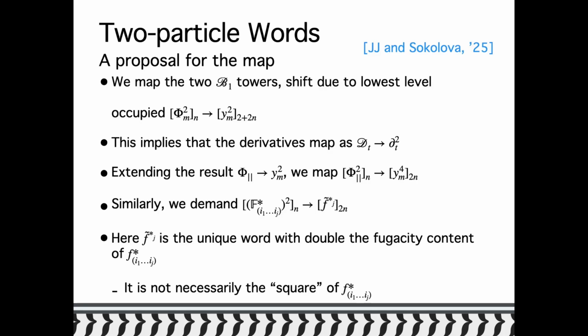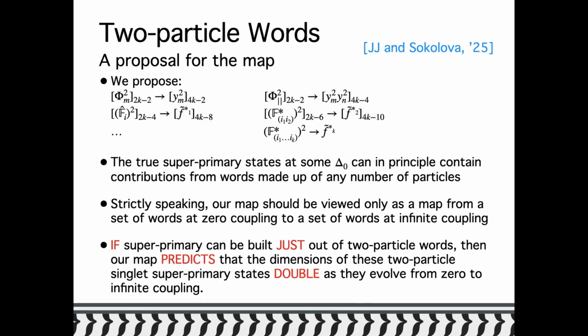Anyway, at the end of the day, this is the map that we propose. We say that the entire tower of phi m square goes to a tower of YM square, but shifted up by 1. We say that the tower of phi parallel square just goes to a four-particle tower, not shifted at all, and then there are maps between other towers as well.